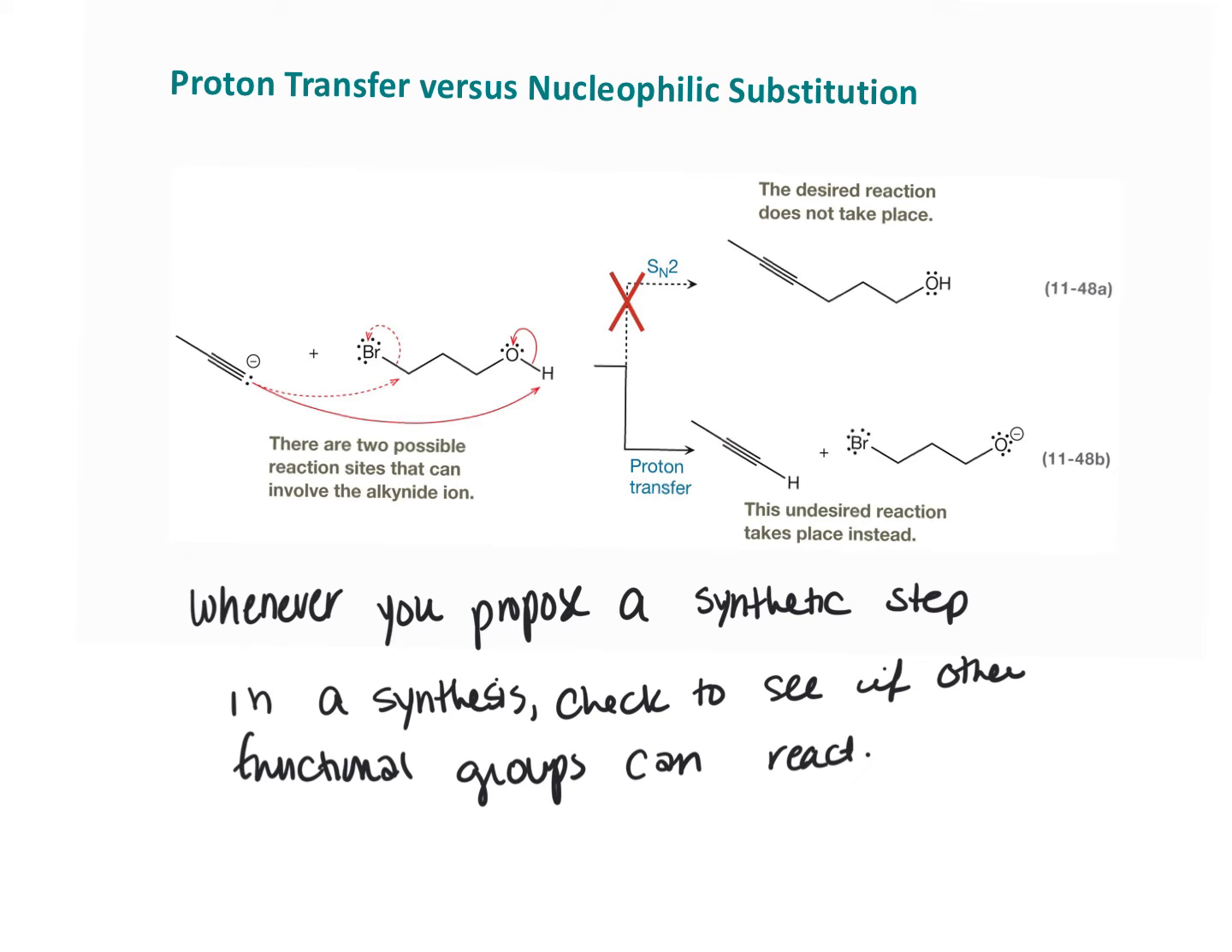Now later, what we're going to find is that we can change this reactant here in such a way that it can protect this alcohol group to keep it from reacting. And that's called protecting groups. They're used all throughout organic chemistry, and we'll talk about those later. But there are some workarounds to this.